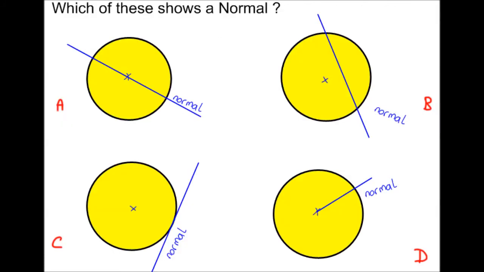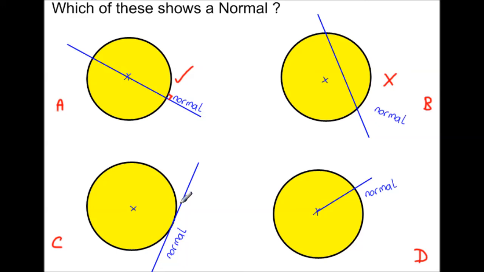Which of these circles shows a normal? Now, a normal must pass through the center of the circle. So this line here is passing through the center. So this line is a normal to the circle. It's perpendicular right here to the circle. So this one is a normal. This line does not go through the center. The line is not a normal.